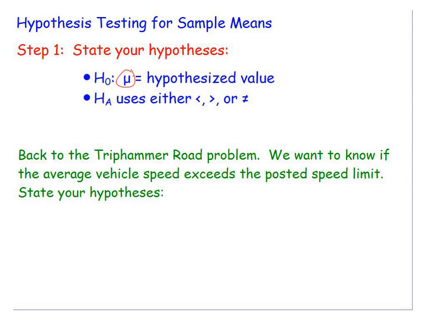So let's talk about that trip hammer problem. We know that the posted speed limit was 30. So obviously you're assuming that the cars are going 30. So our null hypothesis is going to be that the average speed should be 30. But all those residents kept saying that these vehicles are exceeding the speed limit. Exceed means bigger than the speed limit. So the alternative hypothesis is going to be that mu is bigger than 30. So similar concept to what we've done in the past.